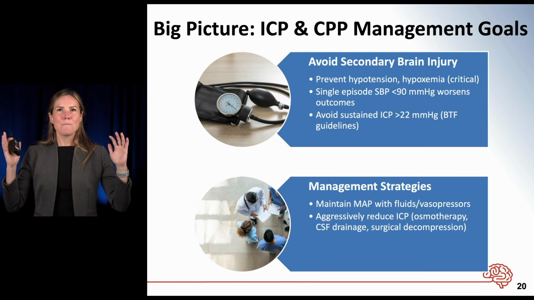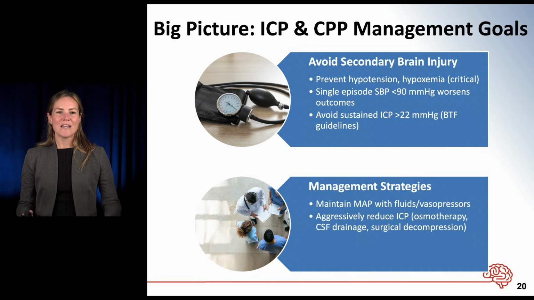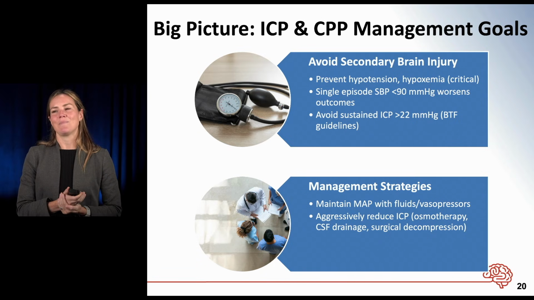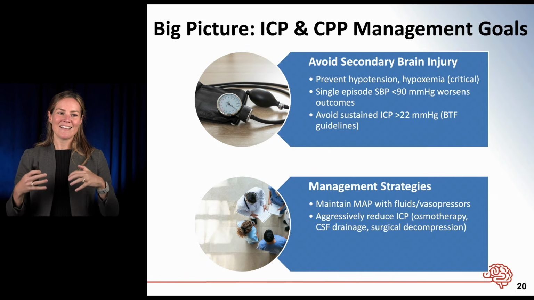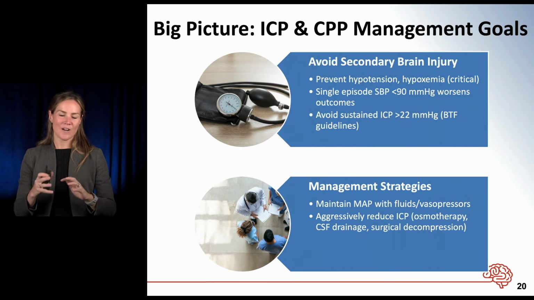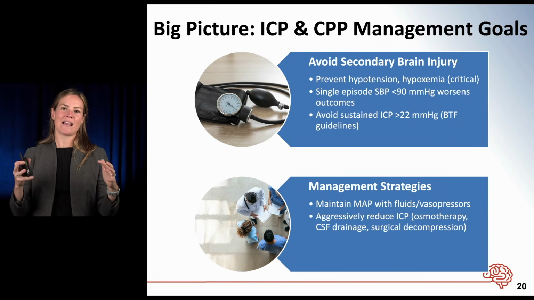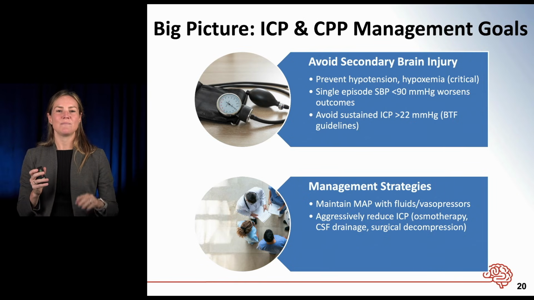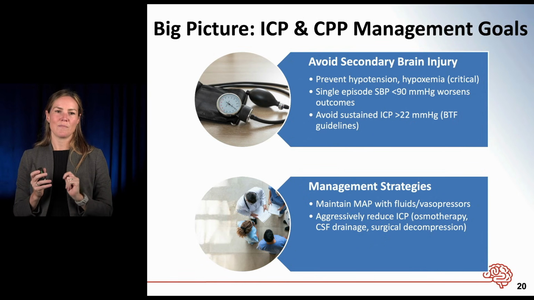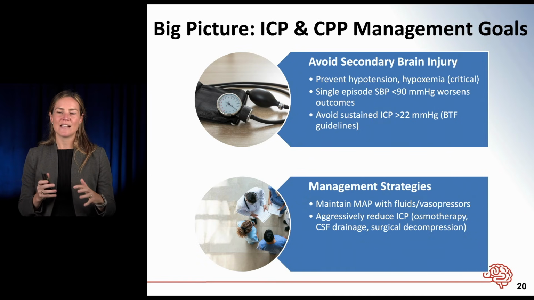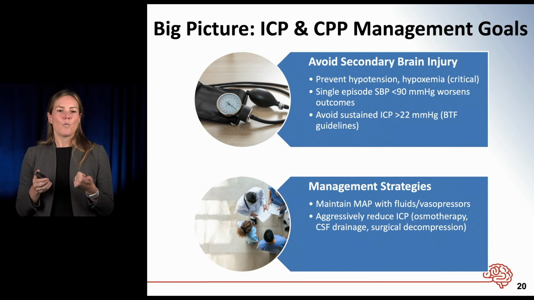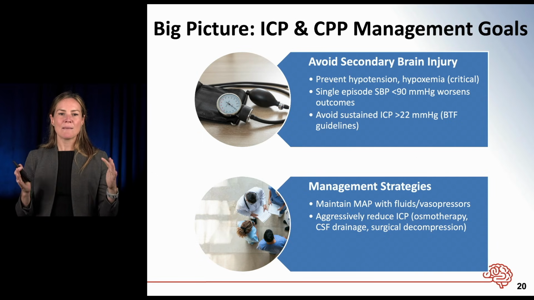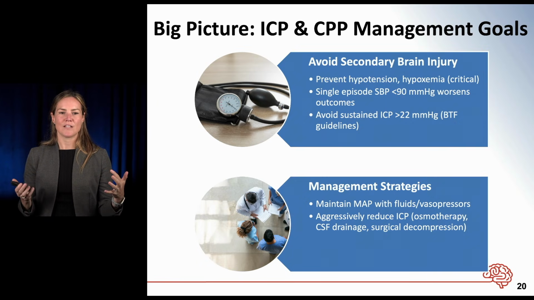So our big picture goal here is that we need to avoid secondary brain injury. I always tell patients that the initial brain injury is kind of like the genie in the bottle. It comes out or it's there, and I cannot put the genie back in the bottle. But what I can do is make sure that we prevent more injury from happening. And the way that we're going to do that is basically keep the brain in its happy environment. So we are going to prevent hypotension and hypoxemia. We are going to maintain a stable MAP with fluids and vasopressors.